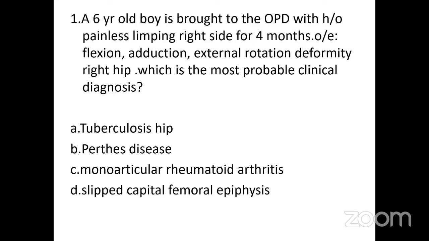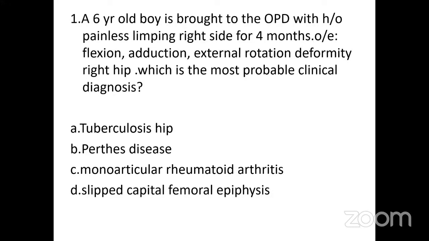On examination, there is a flexion deformity, adduction deformity, and external rotation deformity of the right hip. Whenever you hear the term deformity, that means the opposite movement is not possible. For example, flexion deformity implies that extension is not possible. Adduction deformity means abduction is not possible. External rotation deformity means internal rotation is not possible. So this is a classical deformity: flexion, adduction, external rotation.